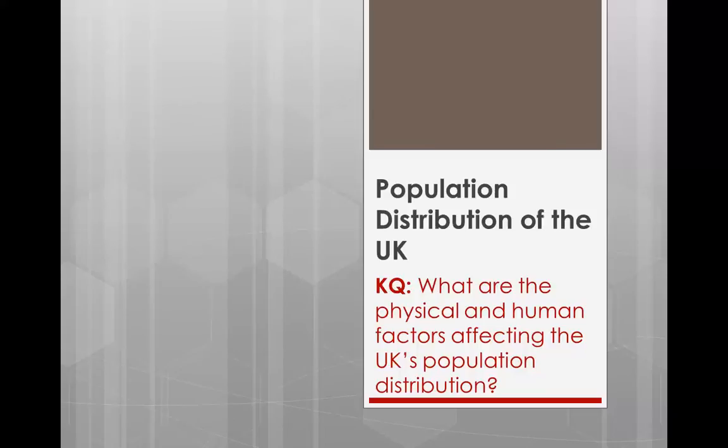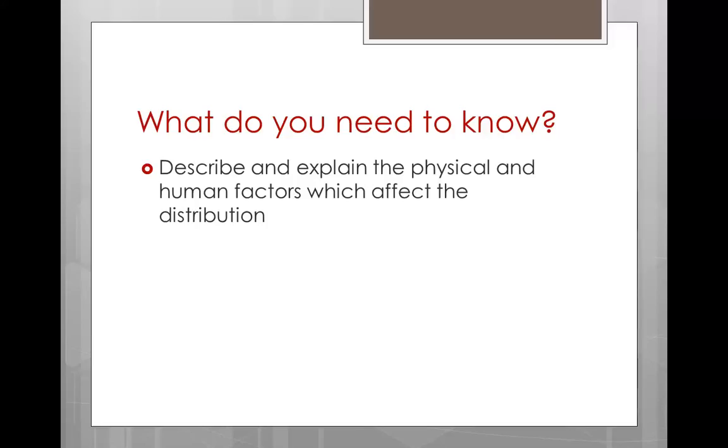Welcome to this screencast looking at the population distribution of the UK. You need to understand two things in this regard. You need to understand what the physical and what the human factors affecting the UK's population distribution are, and you need to ensure that you're being as precise as possible in your understanding. The kind of questions you're going to get are going to be describe-based questions or explain-based questions. I'll show you both at the end, the kind of things you can be asked.